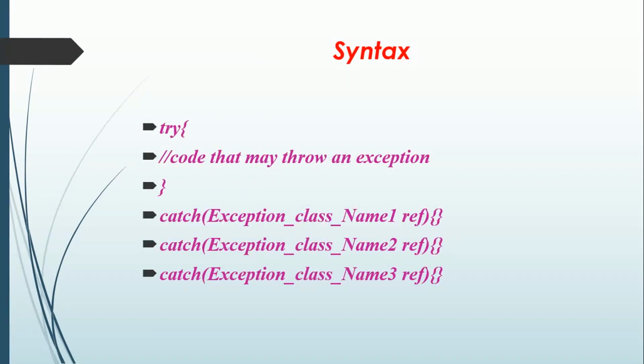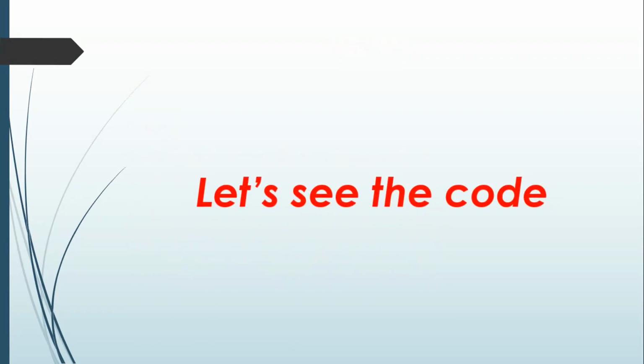Here is the syntax of the multiple catch block. First of all, we use try and the code that may throw an exception, and then we use catch with different types of exception classes. Let's see the code for how we can use multiple catch blocks in Java.